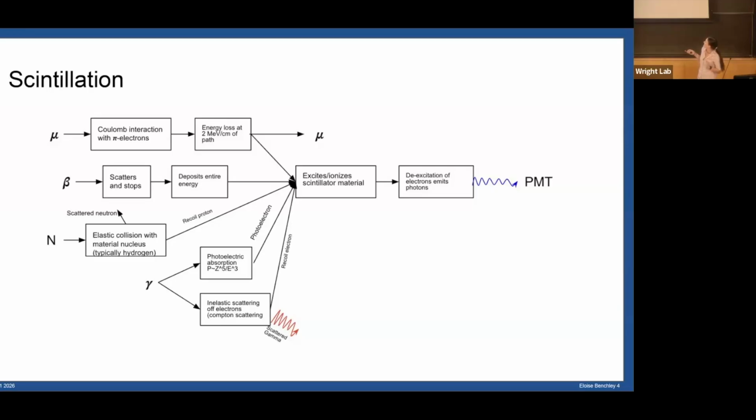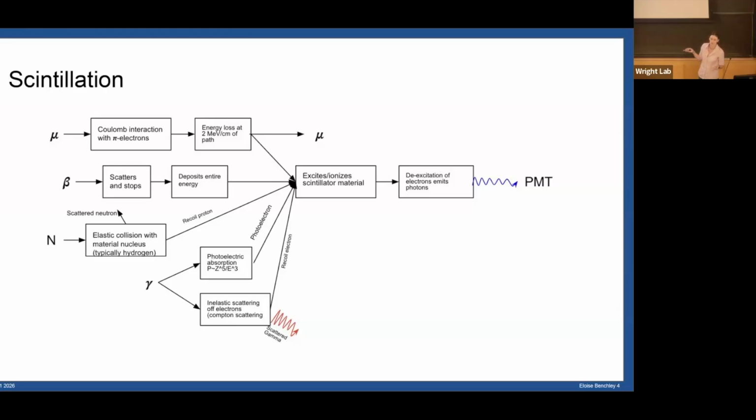The other method is the inelastic scattering of electrons. It's called Compton scattering, which results in a scattered gamma and a recoil electron. If you know about inelastic scattering, it's dependent upon the angle and the trajectory of the waves. That means there's a wide spread of possible values of the energy deposited in this inelastic collision.